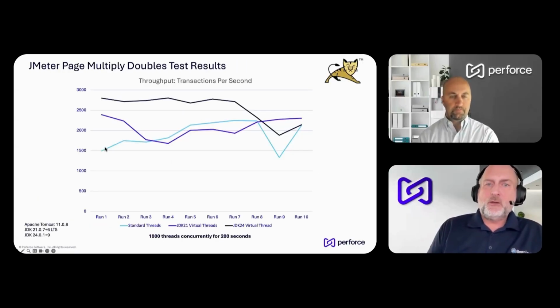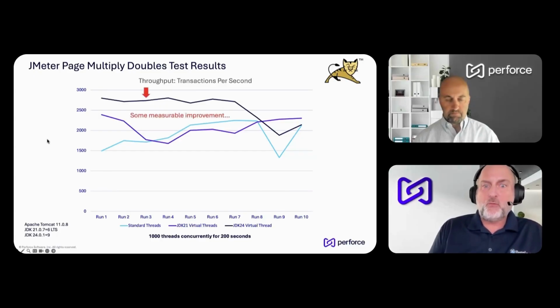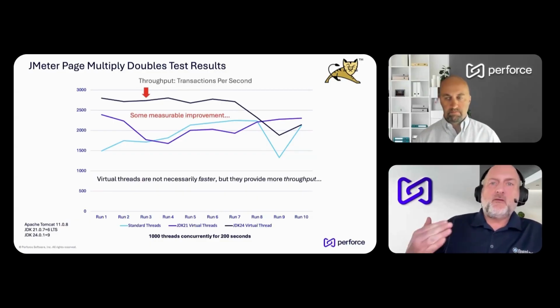And what I found was, once again, my JDK 21 virtual threads and my standard threads were a bit mixed, maybe a little bit better performance. But what I did notice with JDK 24 is I did get pretty notably good performance. I might have been getting throttled here at the end because of all the testing that I was doing. But it did seem like I noticed some measurable improvement. So the summary of this is that virtual threads are not necessarily faster, but what they're going to provide you is more throughput.